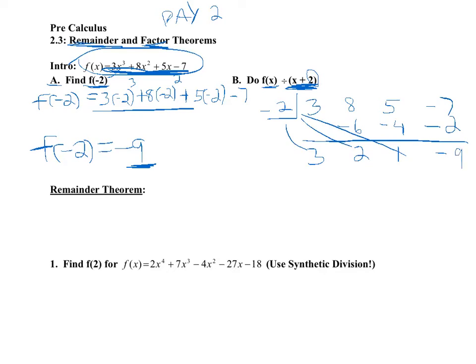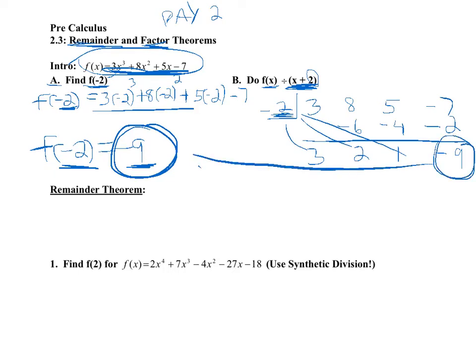All right, now here's what we conclude. When you put negative 2 in for part A, the answer was negative 9. When I use synthetic division for negative 2, my remainder was the exact same thing as when you evaluated the function. That's always going to be the case.